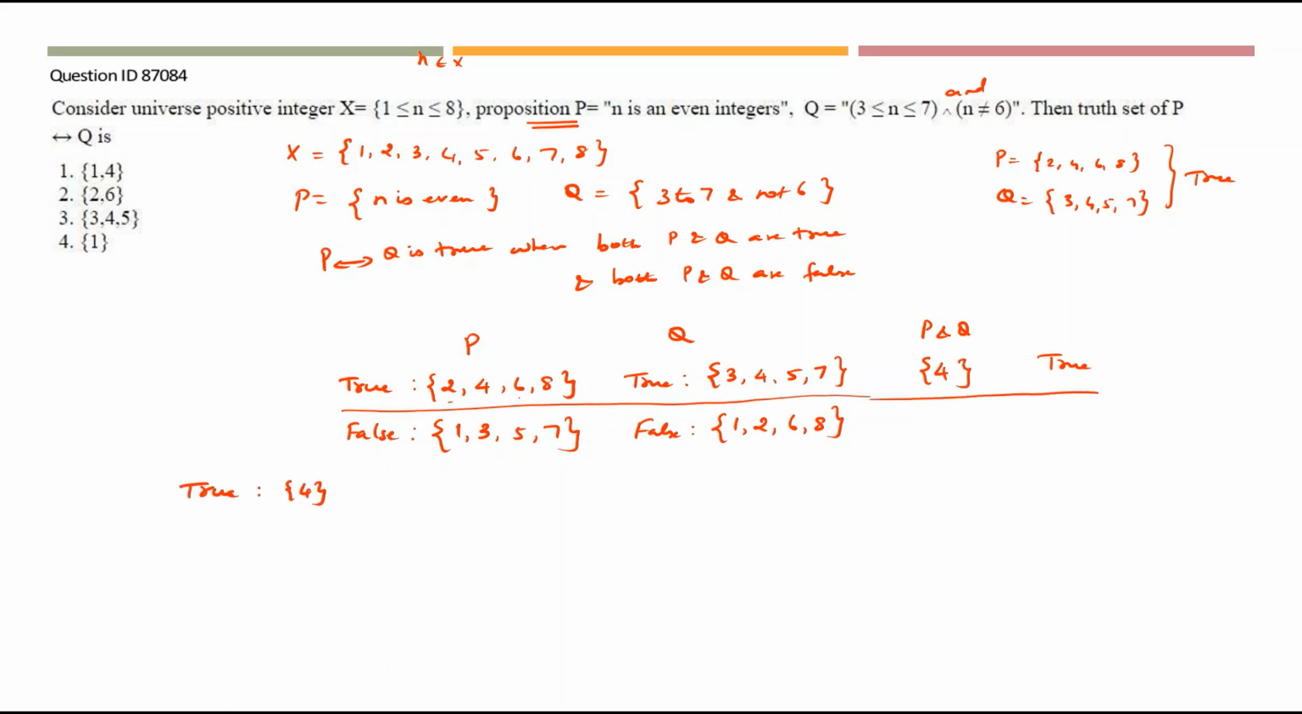Where are P and Q false together? 1 is present in false of P and 1 is present in false of Q. So I can include 1 here. 3 is in P but not in Q. 5 is in P but not in Q. 7 is in P but not in Q. Similarly, 2, 6, 8 are present in Q but not in P. So we'll include only 1 from this false set. P and Q are true for 4. P and Q are false for 1. Now the truth set of P implies Q will be 1, 4. Option number 1 will be the right answer.